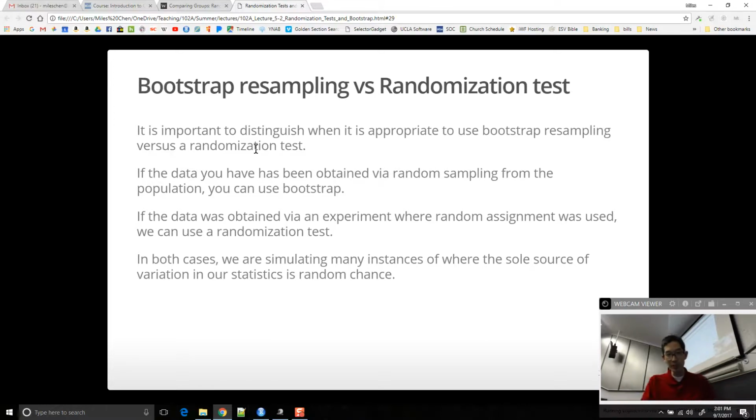In both cases, we are simulating many instances where the sole source of the variation is random chance. That's the idea in both of these cases, randomization test and bootstrap. But we use bootstrap when we have a random sample. We use the randomization test when we have random assignment.